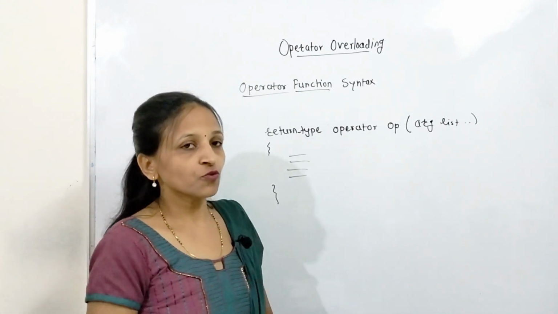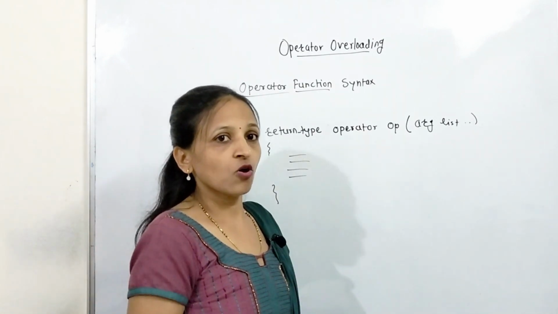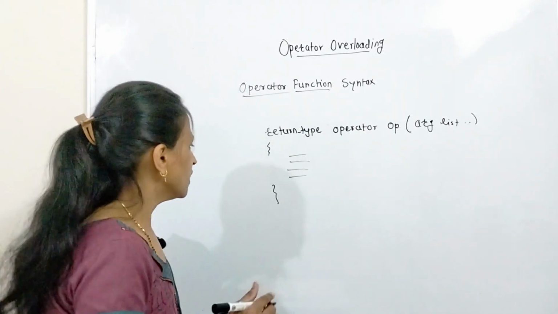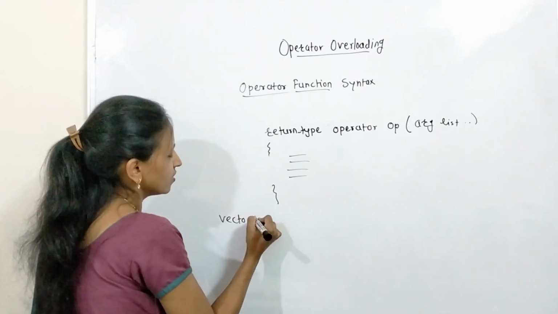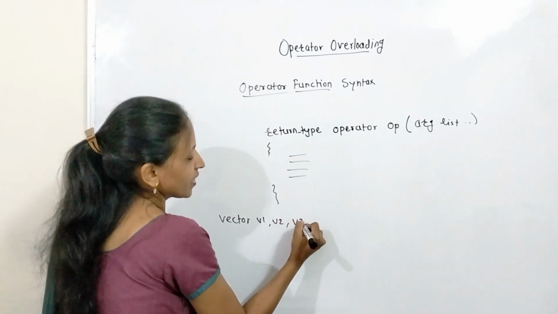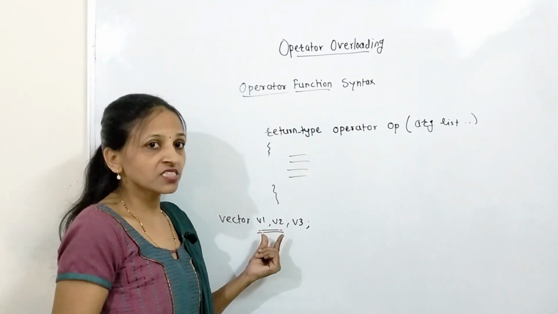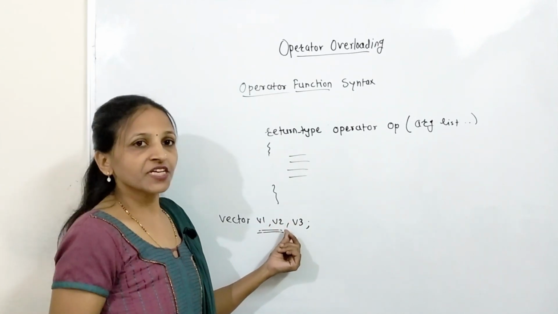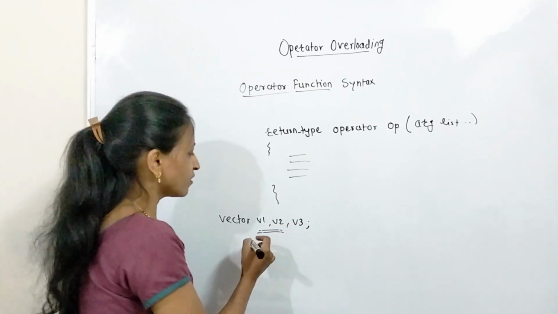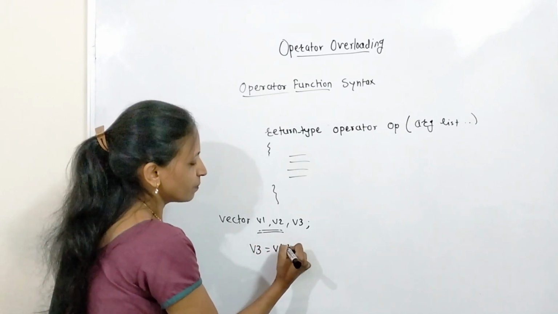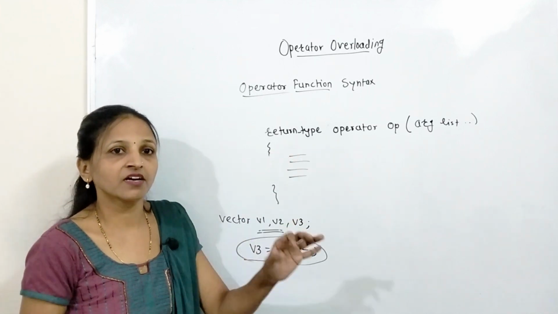Now for example, suppose you want to write an operator function for overloading the plus operator on vector objects, then how will it be, let us see. Suppose there is a vector class and I have three objects like vector v1, v2 and v3, and let us say we have accepted data for v1 and v2, and I just want to add the v1 and v2 objects, and whatever addition results I want to store inside v3. Then the statement will be like this: v3 equal to v1 plus v2. We can achieve this. And for that we have to write an operator function inside our vector class.